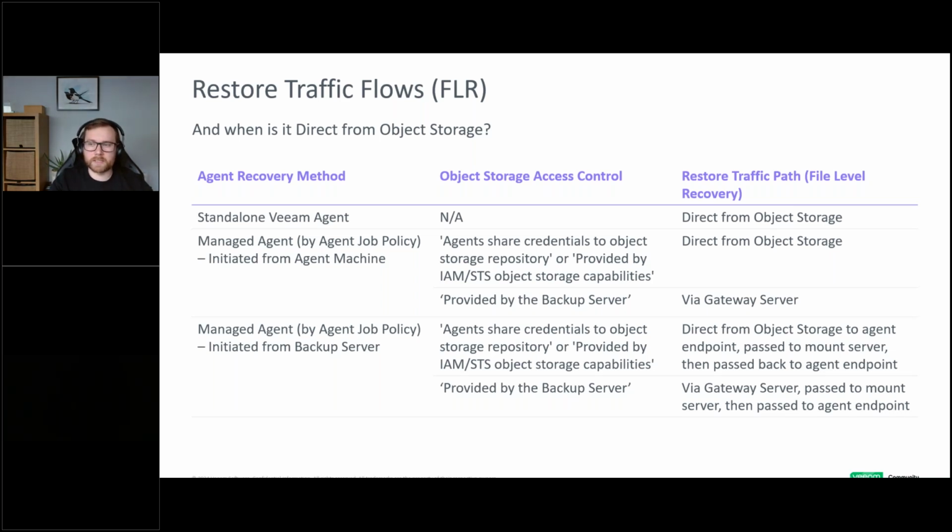For example, in direct mode, the agent endpoint reads the data directly, passes the data to the mount server, and then it's passed back to the agent endpoint. And when we use indirect mode, the gateway server connects to the object storage, passes the data to the mount server, and then sends it over to the agent endpoint using SMB or SSH, depending on Windows or Linux.